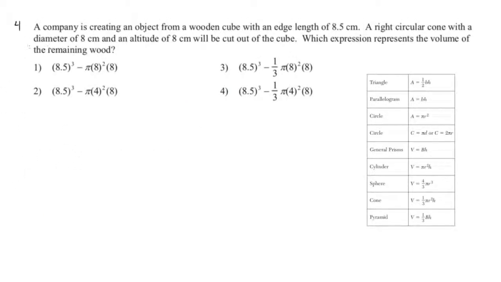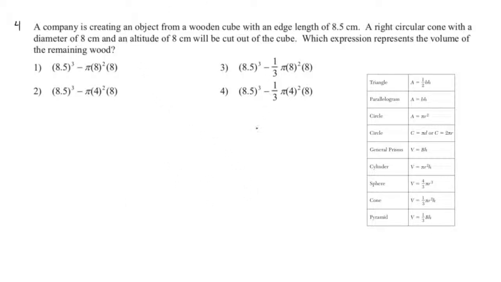A company is creating an object from a wooden cube with an edge length of 8.5 centimeters. A right circular cone with a diameter of 8 centimeters and an altitude of 8 centimeters will be cut out of the cube. Which expression represents the volume of the remaining wood?